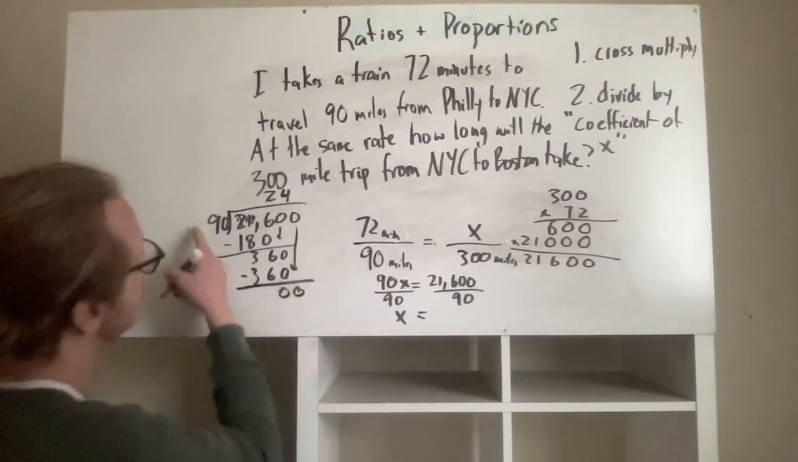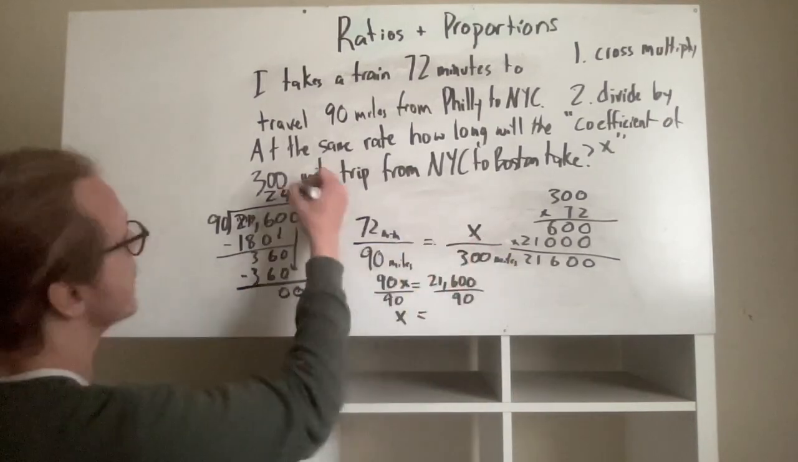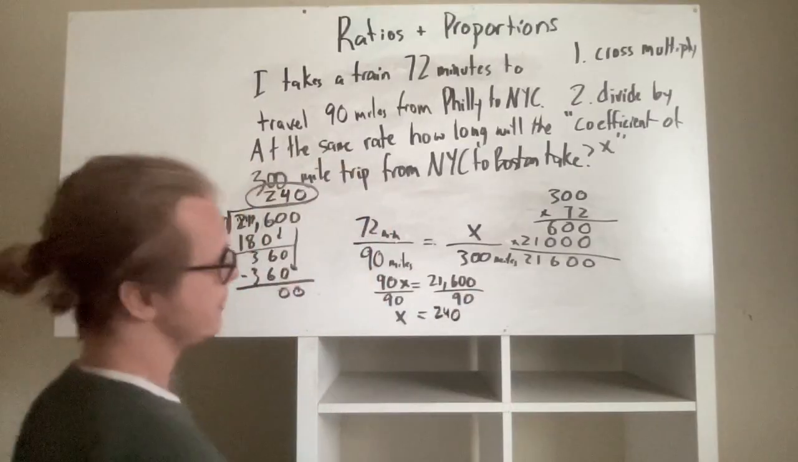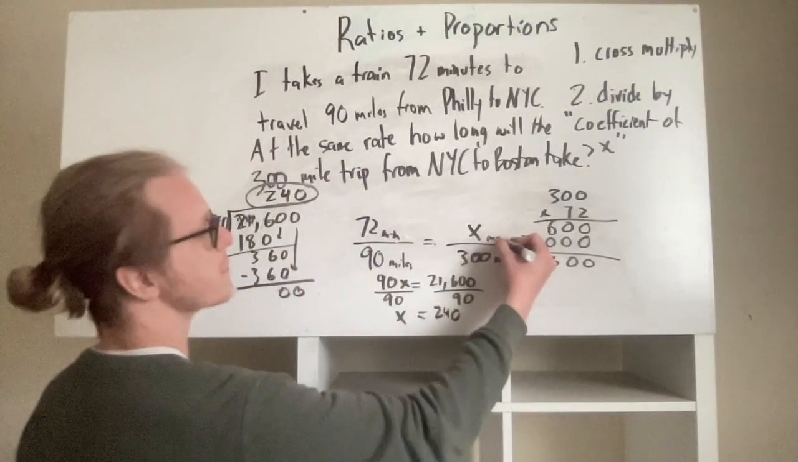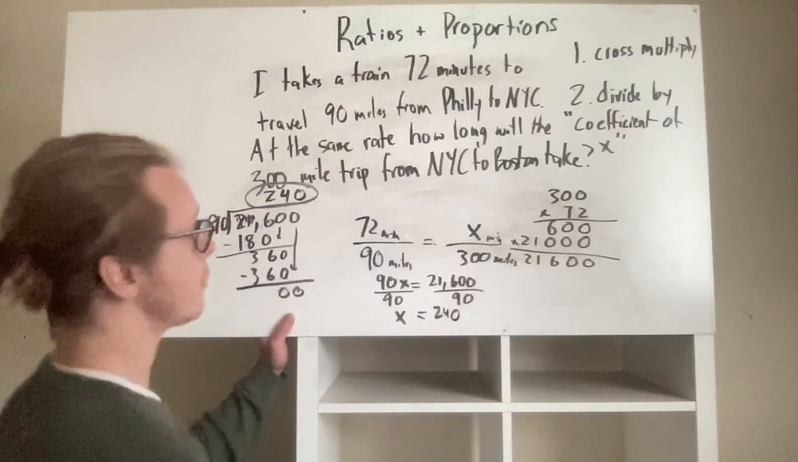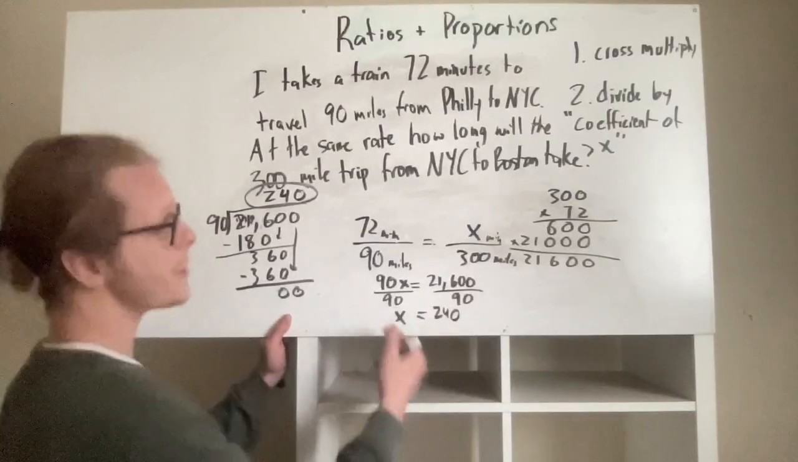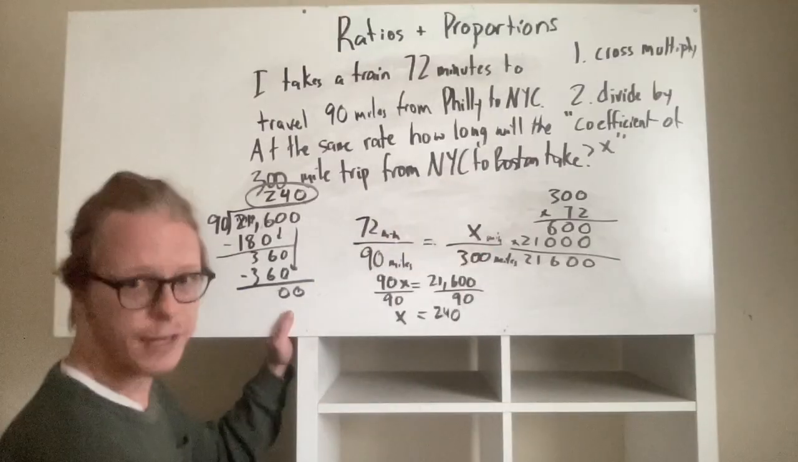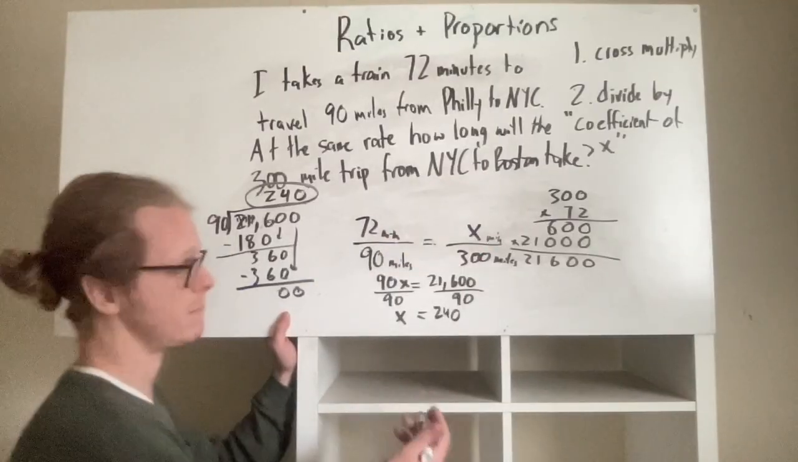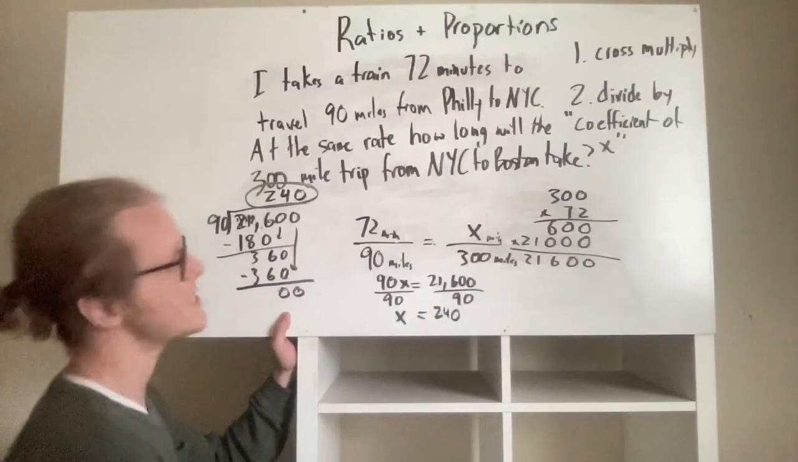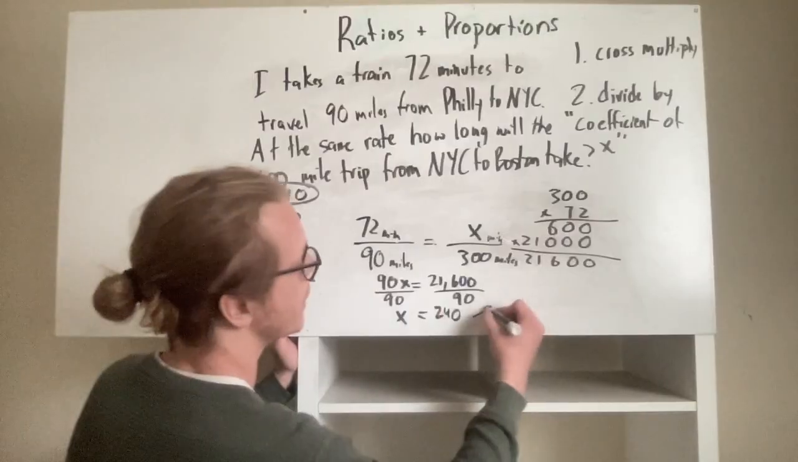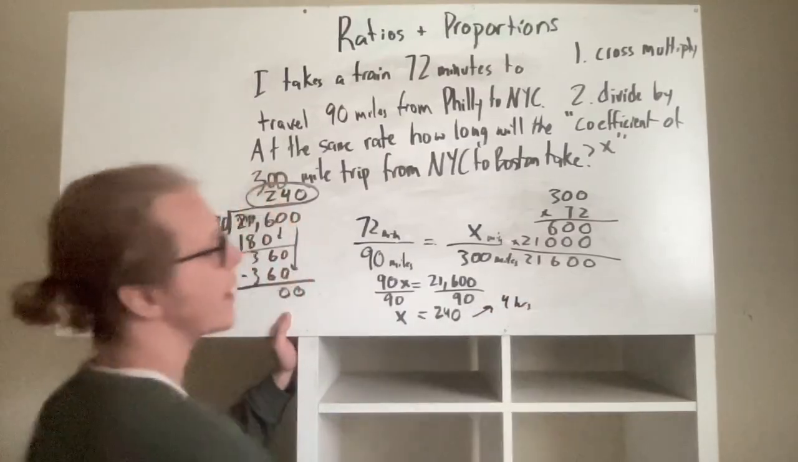Bring down one more 0. It goes in 0 times, so we get 240. 240 what? Minutes, right? You got to remember the context of the problem. So it would take 240 minutes to go from New York City to Boston. If we wanted to know, well, how many hours is that? Well, it's 60 minutes per hour, so we divide by 60, right? This is 4 hours, a 4-hour trip.